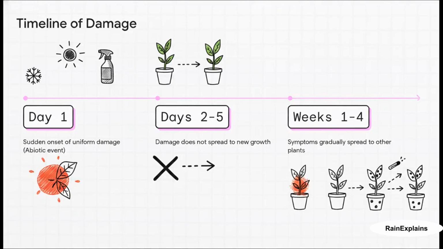Furthermore, if you watch that plant over the next few days and the damage doesn't spread to any new growth, well, that abiotic diagnosis is totally confirmed. Non-living problems happen all at once and then they stop, period. However, if the symptoms start small, say just a few spots on the lower, older leaves, and then they gradually expand over weeks, creeping from plant to plant, you, my friend, are tracking a biotic pathogen, a living organism that is reproducing and actively colonizing your garden.